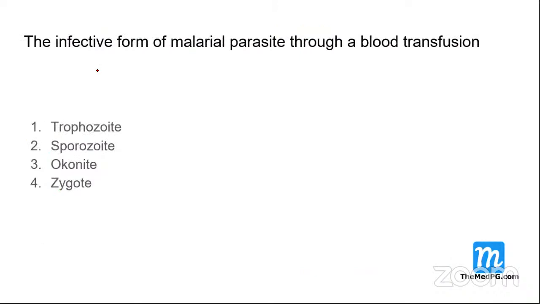Now let us see some MCQs. The infective form of malaria parasite through a blood transfusion, because once this question has been asked. So what is the infective form, students? Trophozoite. So shall you all agree to this? Trophozoites. Yes, it is a straightforward question. So it is trophozoite. If it is from the mosquito, the natural way, then it is sporozoite.